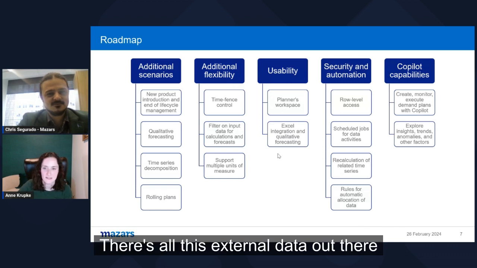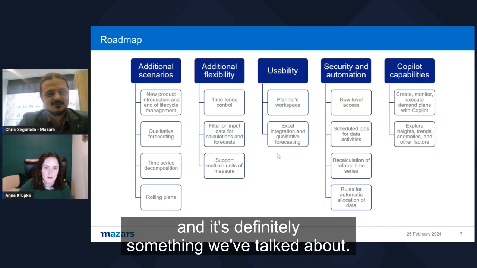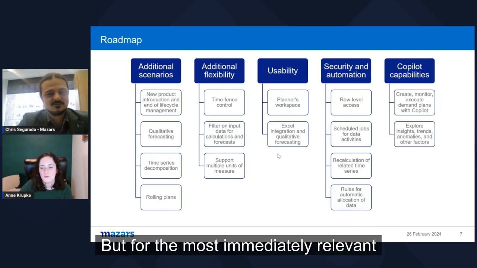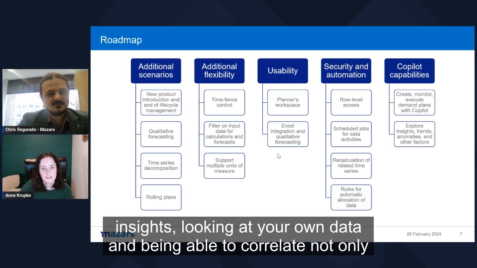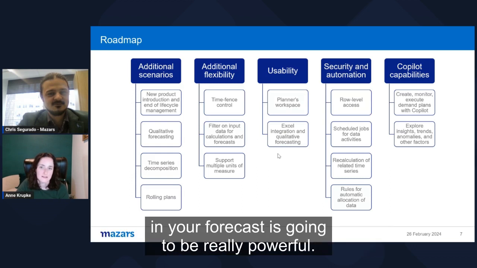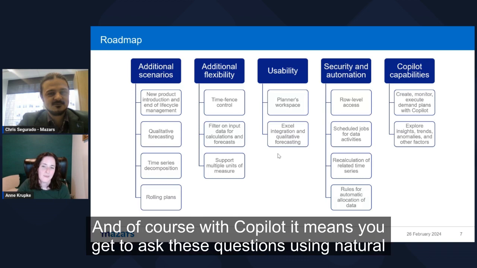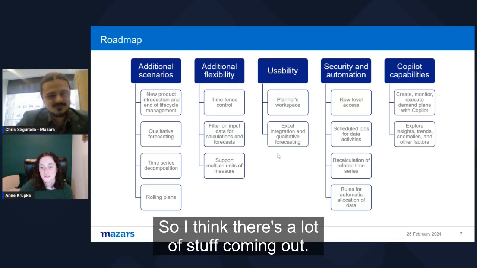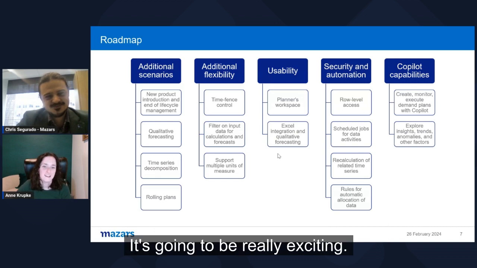There's all this external data out there, and it's definitely something we've talked about. How does weather impact, or how does X, Y, or Z impact? But for the most immediately relevant insights, looking at your own data and being able to correlate not only historical demand, but other factors to understand trends in your forecast is going to be really powerful. And of course, with Copilot, it means you get to ask these questions using natural language instead of having to know coding language or statistical forecasting. So I think there's a lot of stuff coming out. It's going to be really exciting.